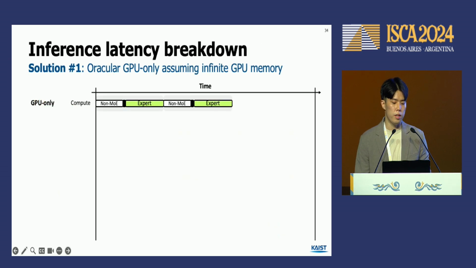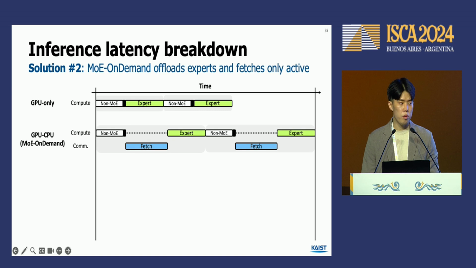This is the latency breakdown comparison between Pre-gated MoE and other prior solutions. Firstly, the oracular GPU-only solution assumes infinite GPUs and all model parameters are uploaded to the GPU memory, showing the shortest latency. MoE on-demand offloads MoE parameters to the CPU DRAM, but suffers from extended latency, serializing expert transfer latency into the end-to-end inference latency.